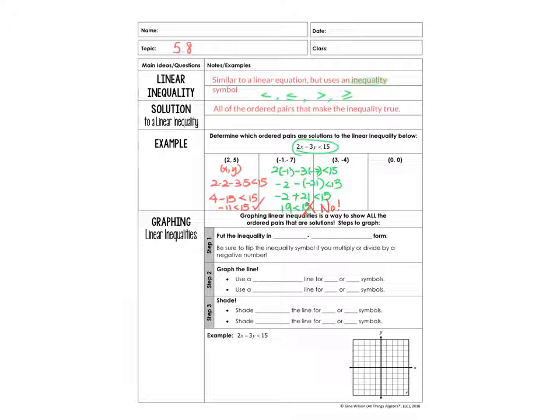Okay, so try number 3 and try number 4. I will give you the answer here. Number 3 should be no. Number 4 is yes, but you need to demonstrate the steps to me.